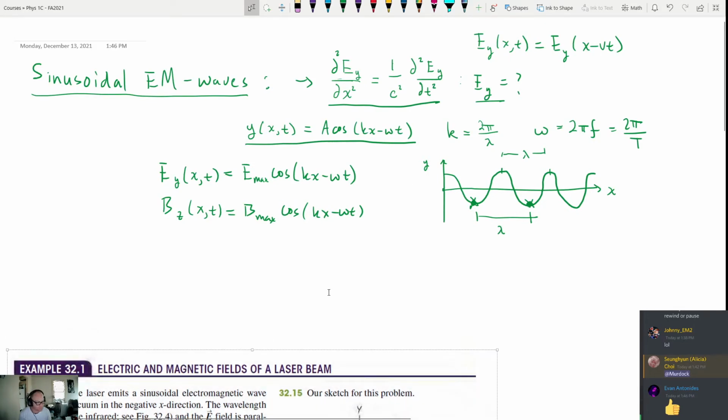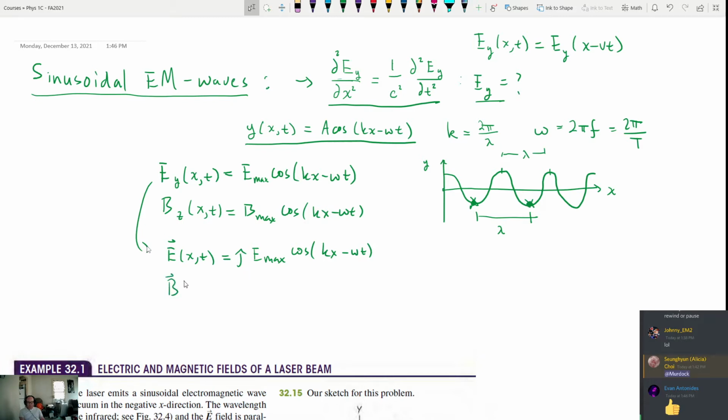Okay, so another way we can write this, if we want to just write the E_y, is using vector notation. We can write the vector E as a function of x and t equal to j hat times E max cosine of kx minus omega t. This allows us to see that this is the y component, because of the j hat here.